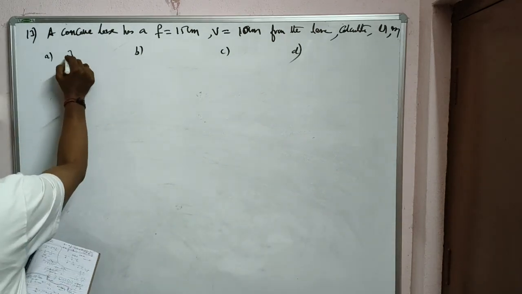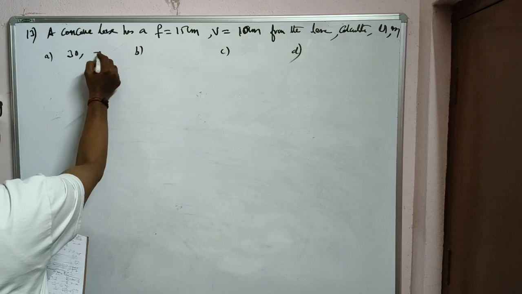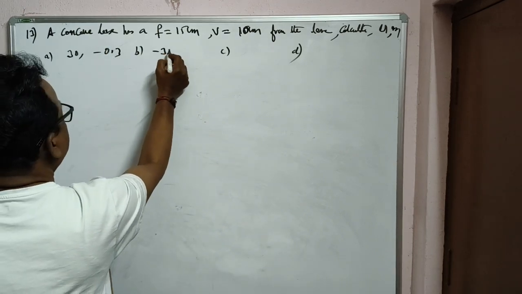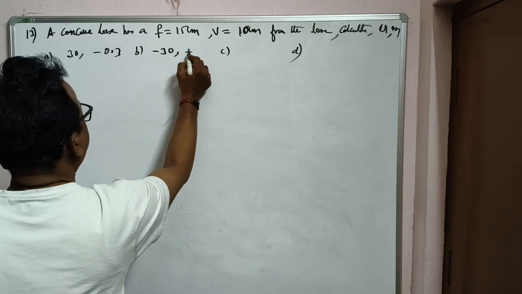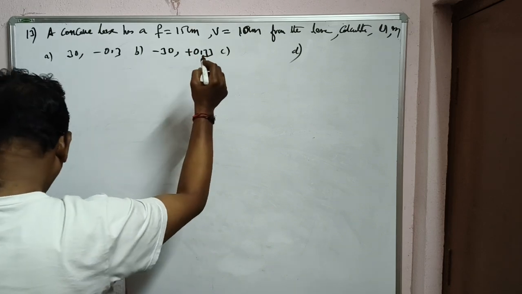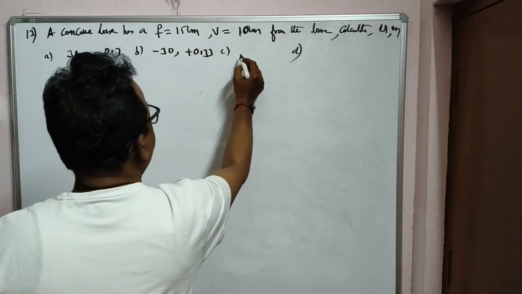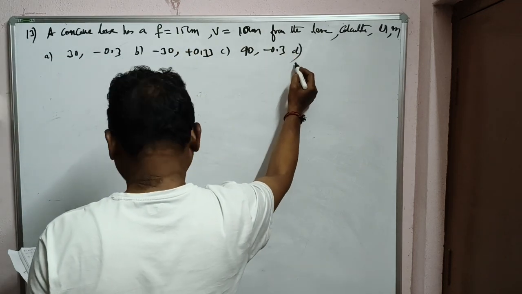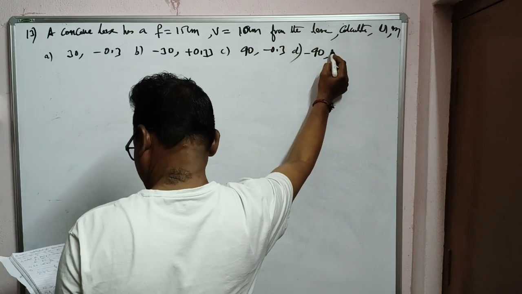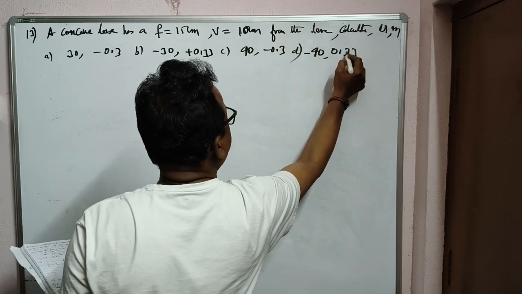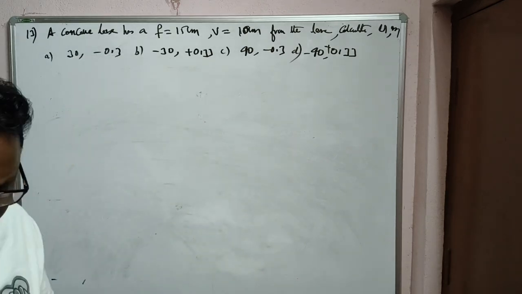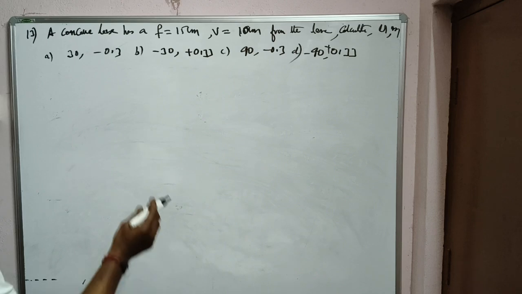The options are plus 30, minus 0.3, minus 30, plus 0.33, 40, minus 0.3, minus 40, plus 0.33. Okay, so these are the things as given. Let us try this one solution.